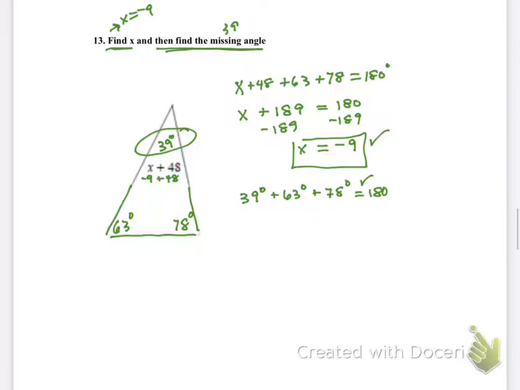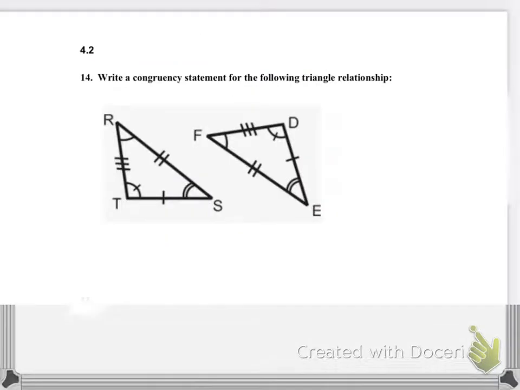So make sure you read your question carefully and you answer all of it. Let's go on to 14. Okay, so 14, we did a lot of practice with this. It says, write a congruency statement for the following triangle relationship.